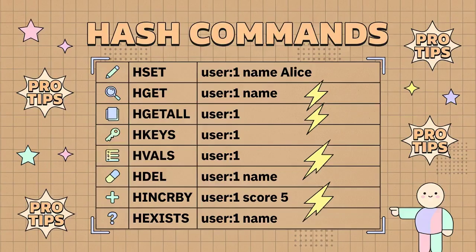Redis ships a full command kit for hashes. HSET to write, HGET to read one field, HGETALL to dump everything, HKEYS and HVALS to list fields or values, HDEL to remove fields, HINCRBY to atomically increment numeric fields, and HEXISTS to check if a field exists.